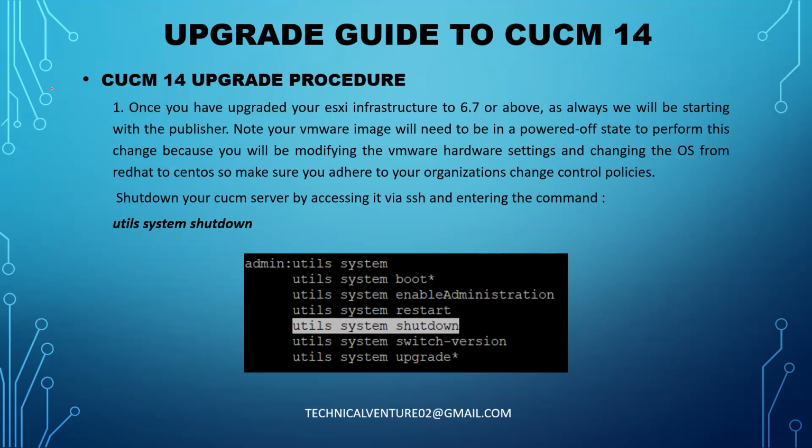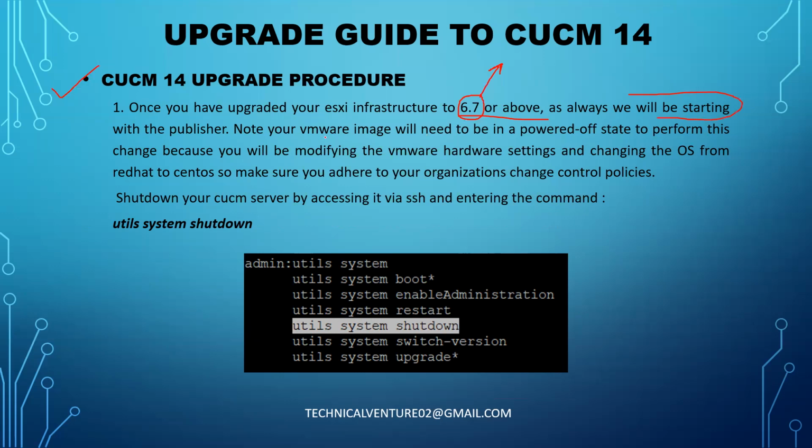So what do you need to do for the upgrade procedure? Once you have upgraded your ESXi infrastructure to 6.7 or above, as we have already discussed, you need to upgrade your VMware ESXi version to at least 6.7. If you have a higher version, that's a different thing, but 6.7 is the minimum version. Only then can you upgrade from 12 to 14. As always, we will start with the publisher. If you want to upgrade anything, you start with the publisher.